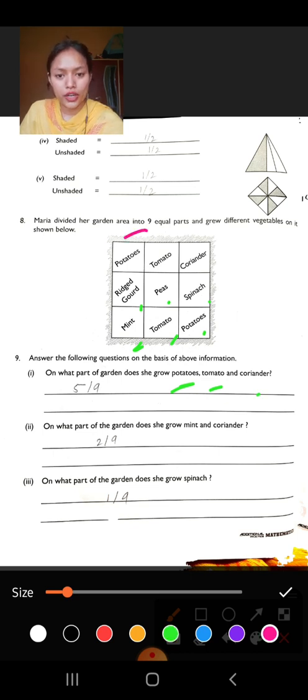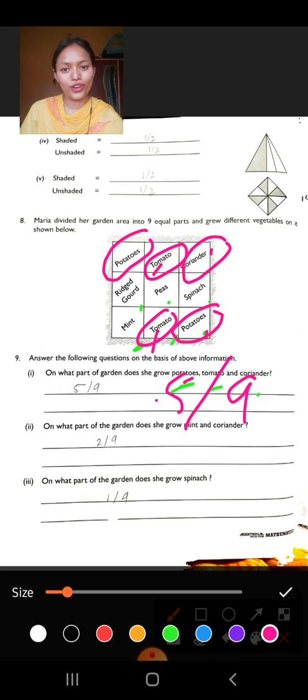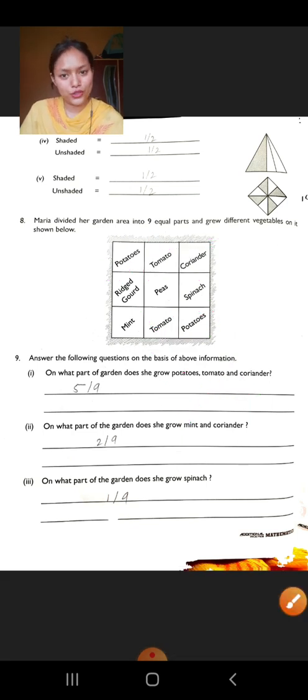So potatoes, tomatoes, coriander. So in how many parts has she grown them? Let's count. 1, 2, 3, 4, 5, in 5 parts. Out of how many? Out of 9. So it is 5 by 9. Okay. Similarly, some questions are there related to this field only. You have to solve all that part. From this field only you have to complete that.